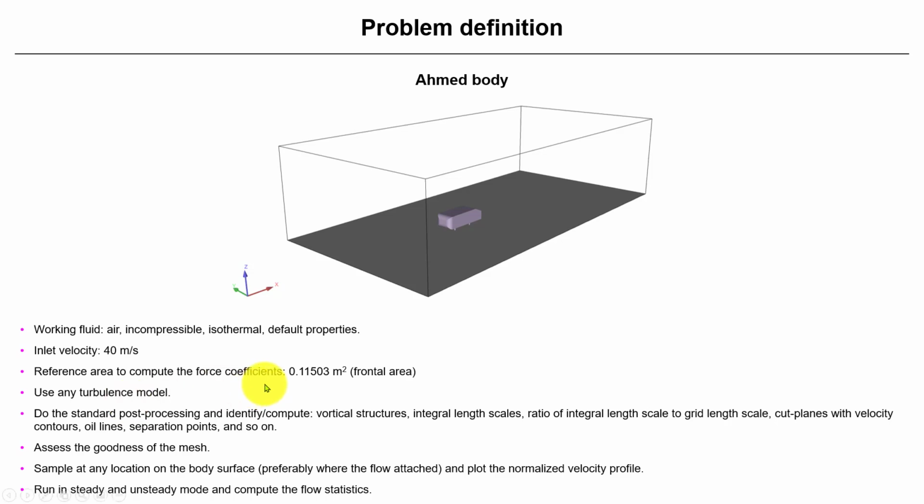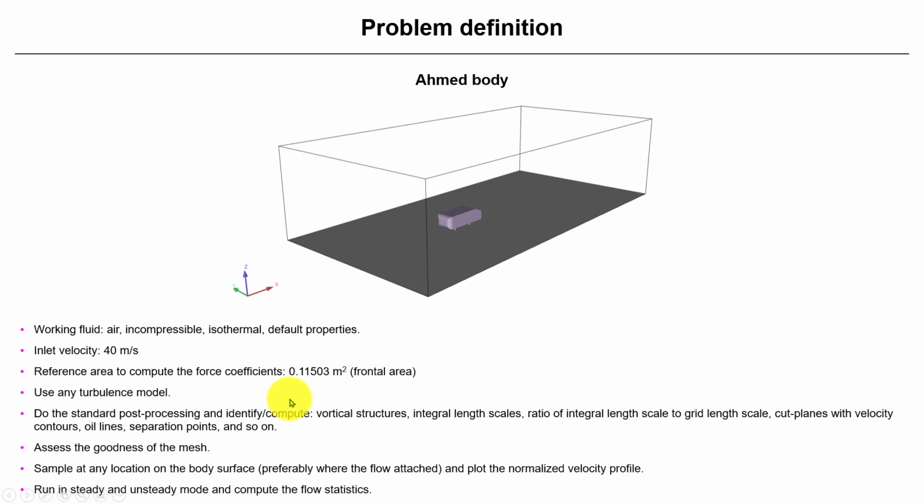And then when you have results, do some standard post-processing. Okay, so you will need to compute vortical structures, integral length scales, the ratio of integral length scale to grid length scale, coupled with velocity contours, separation lines, streamlines, and so on. Okay, so do some heavy post-processing.